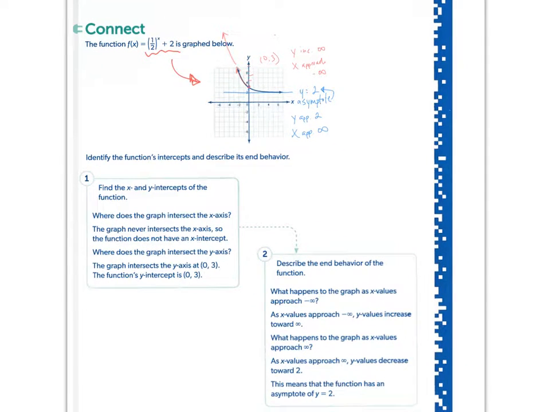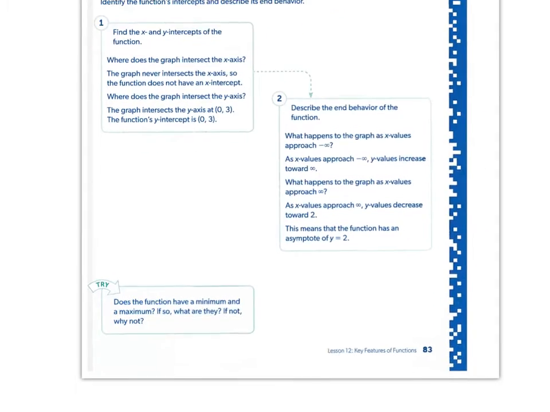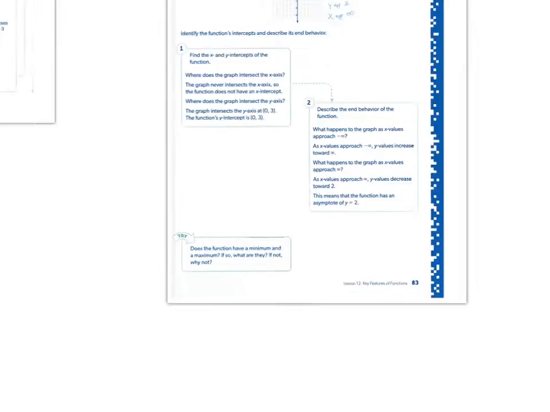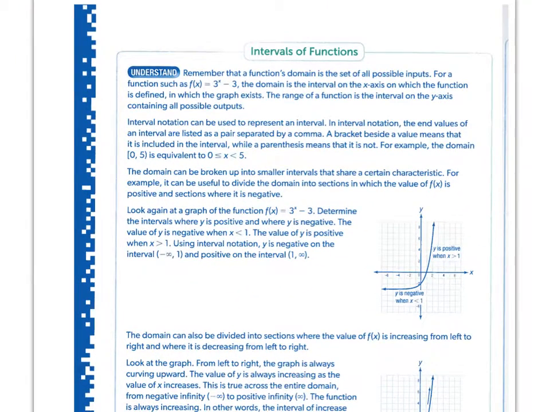Okay, so let's see if we answered all of the questions. Where does the graph intersect the x-axis? Well, it doesn't. We went over the y-axis. We talked about end behavior. Sweet. Okay, there we go. Onward we go. Let's see what we get here.